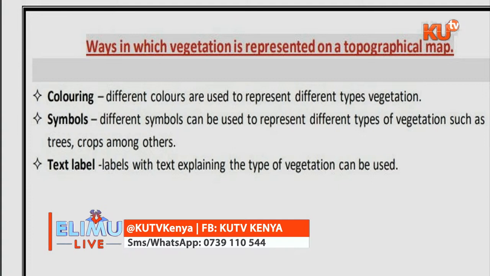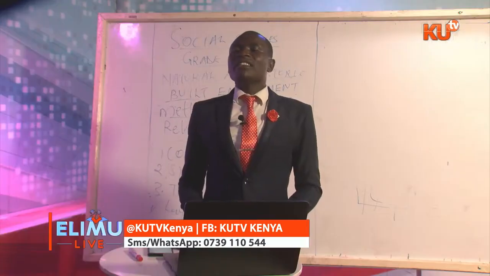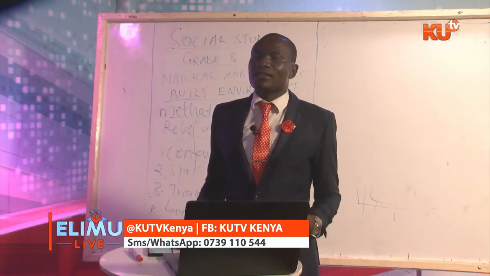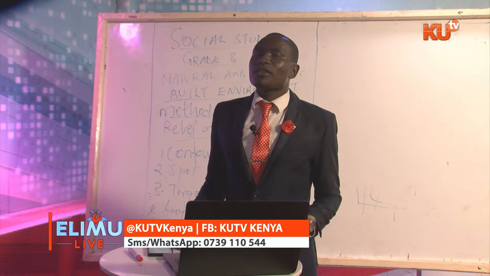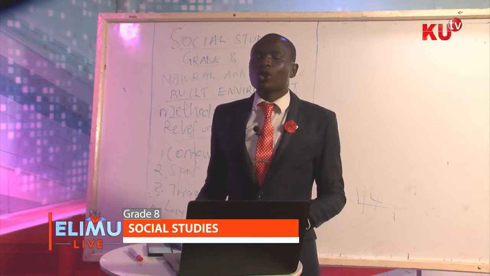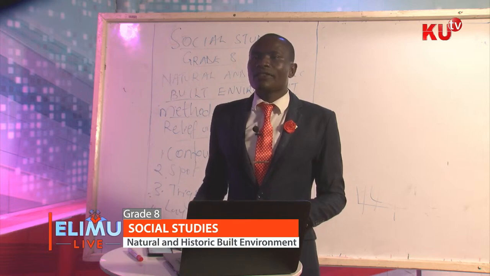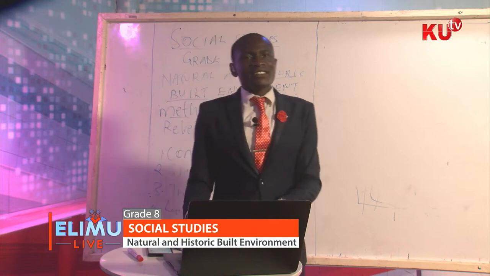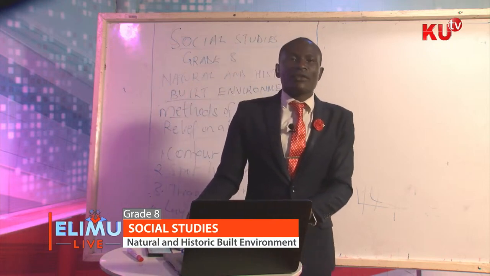How do we interpret physical features? I know our time is almost up, but we are moving on. How do we interpret physical features on a map? On a map, we also need to interpret physical features. What are some of these physical features? 1, we have mountains. 2, hills. 3, plateaus. 4, plains, and so on and so forth.